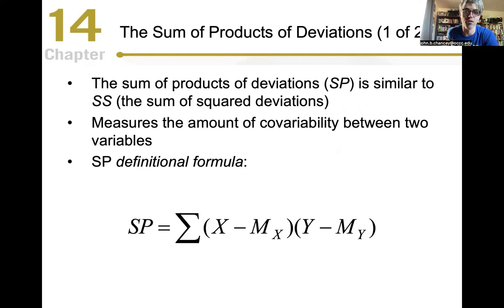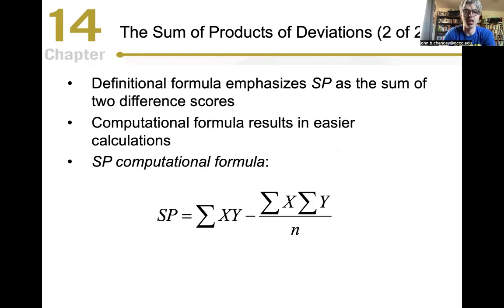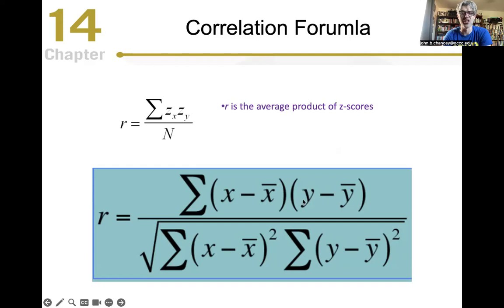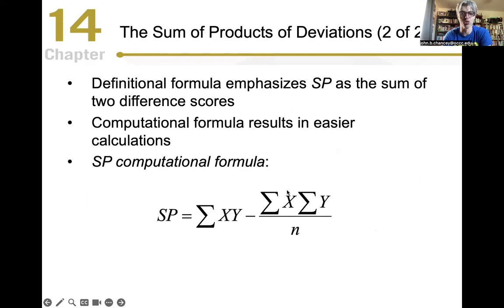So this is the definitional formula. Another conceptualization is the computational formula: sum of X times Y minus the sum of X times the sum of Y over N. That's another way of conceptualizing it, again, to find that numerator. I find this one to be a little less messy, but use whatever works for you. It all leads you to the same place.